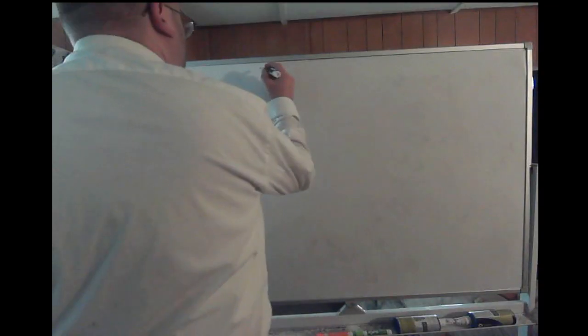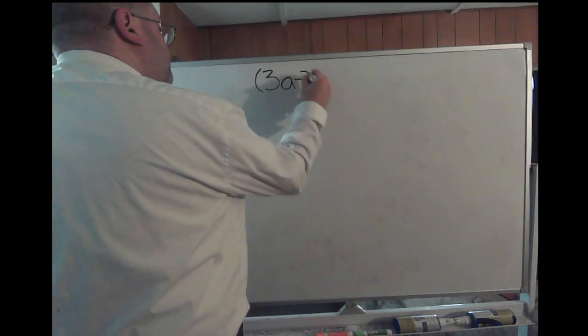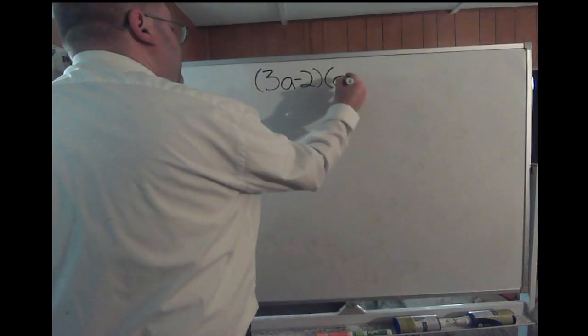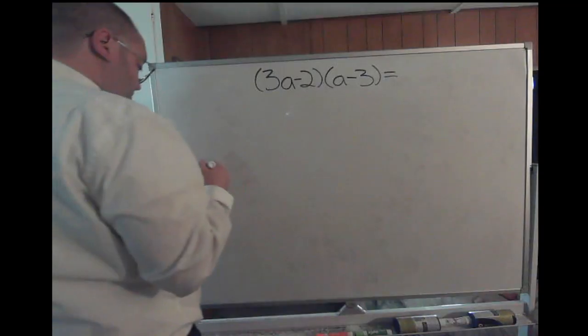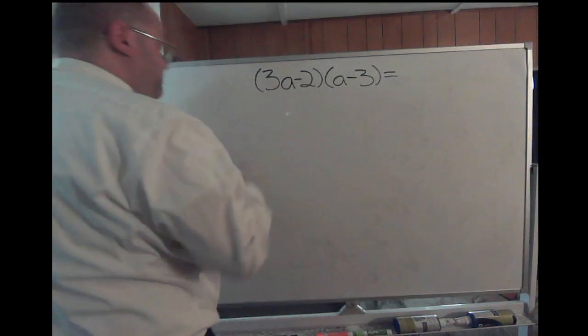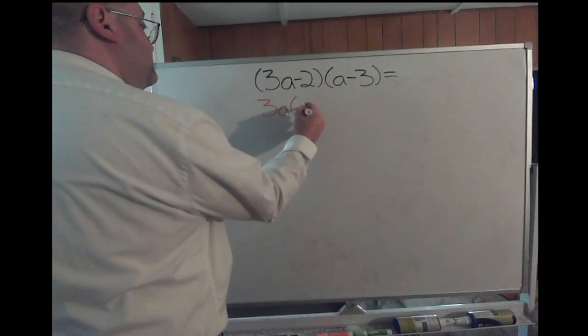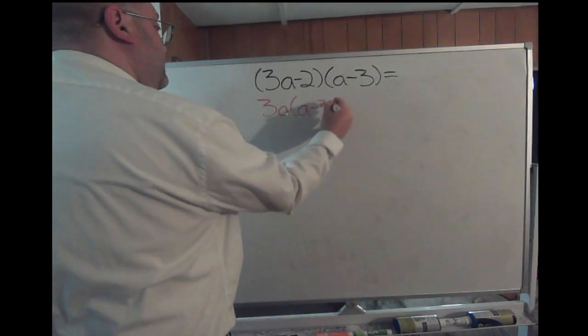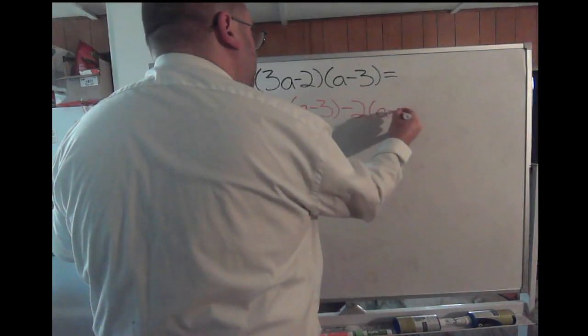I got 3 more examples here. Alright. We got 3a minus 2 times a minus 3. Well, you're still going to take that 3a in the first term, all that times the quantity of a minus 3. Then you'll do minus 2 times the quantity of a minus 3.